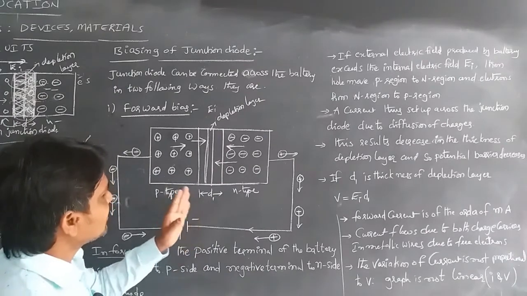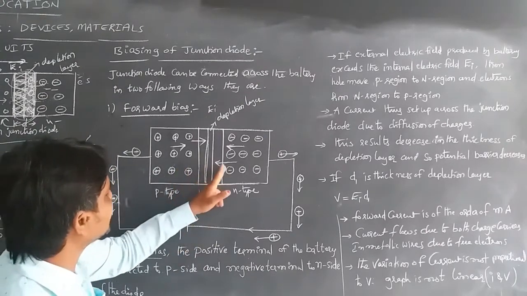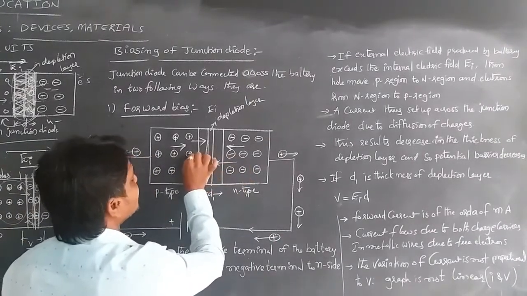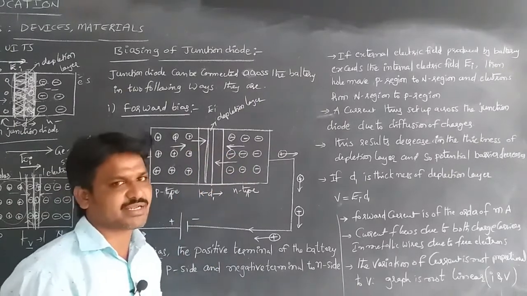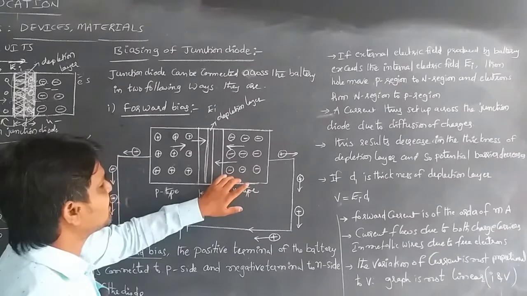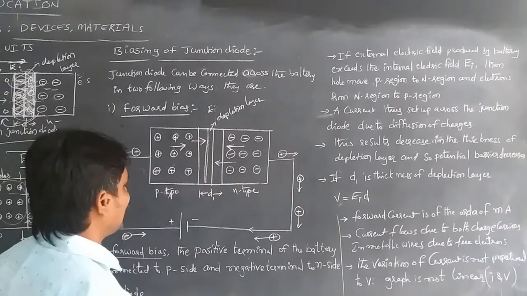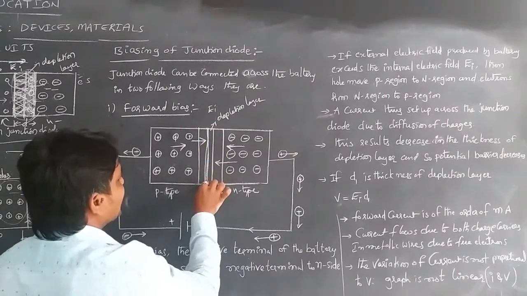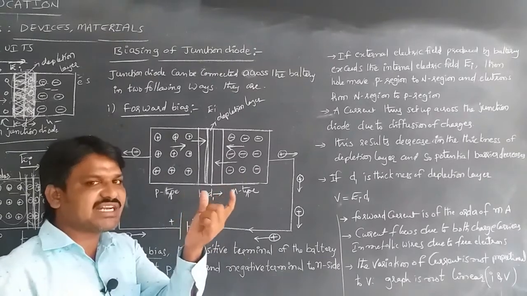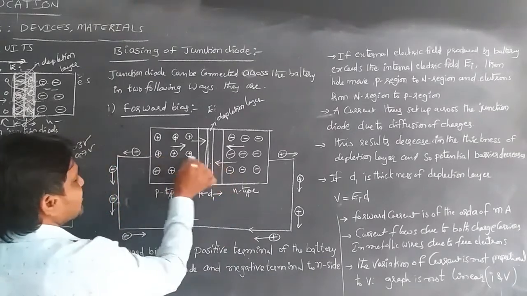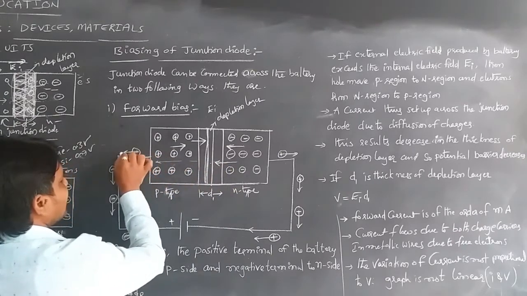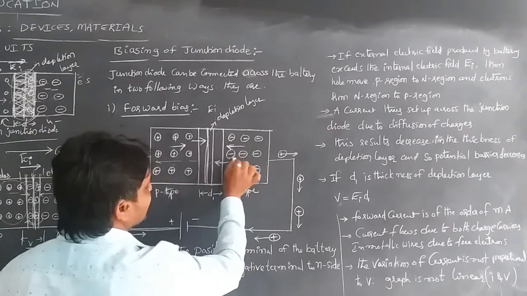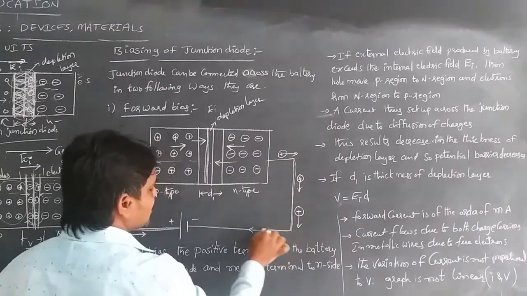So a current is set up across the junction diode due to the diffusion of charges. Diffusion of charges means the electrons move in this direction and the positive holes move towards the N type material. So due to the diffusion of charges, current flows through the diode. As a result, the depletion layer width decreases, so the potential barrier thickness also decreases. The negative charge particles move towards the positive terminal and the positive holes move in this direction, passing current through the diode.